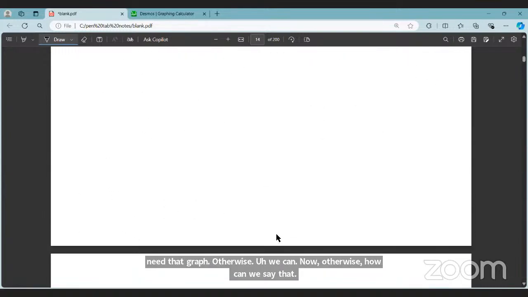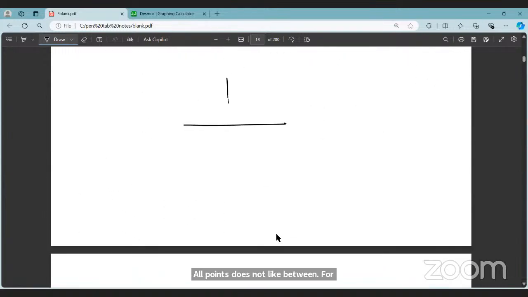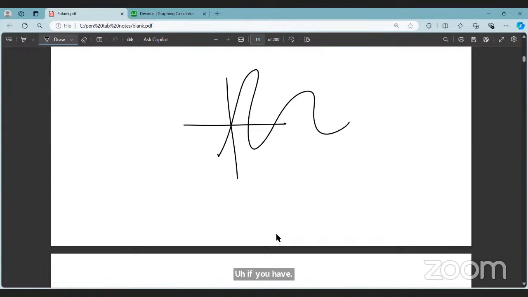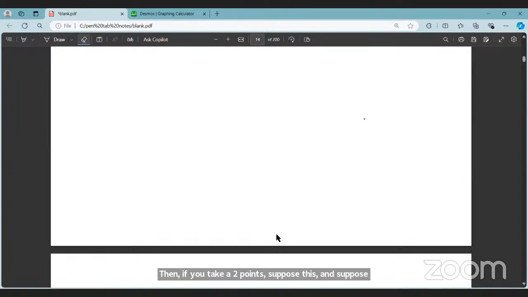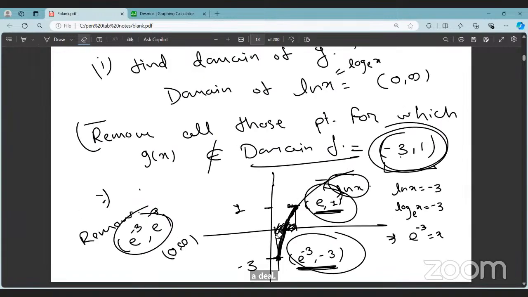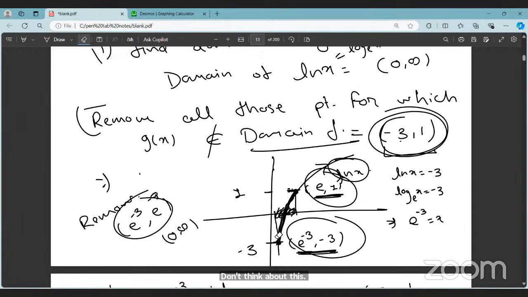For example, if you have such a kind of graph, then if you take two points, suppose this, and suppose, okay, don't think about this. You get the question, how we want to solve such type of domain question. Yes, right? Can you solve the last one also?